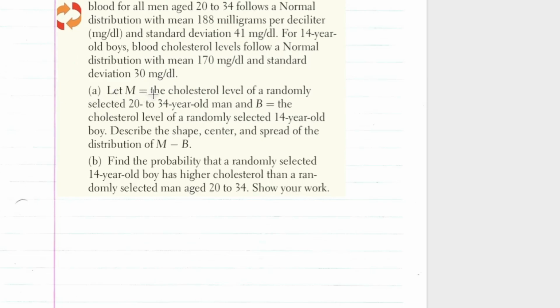A, let M be the cholesterol level of a randomly selected 20 to 34-year-old man, and B equal the cholesterol level of a randomly selected 14-year-old boy. Describe the shape, center, and spread of the distribution of M minus B.